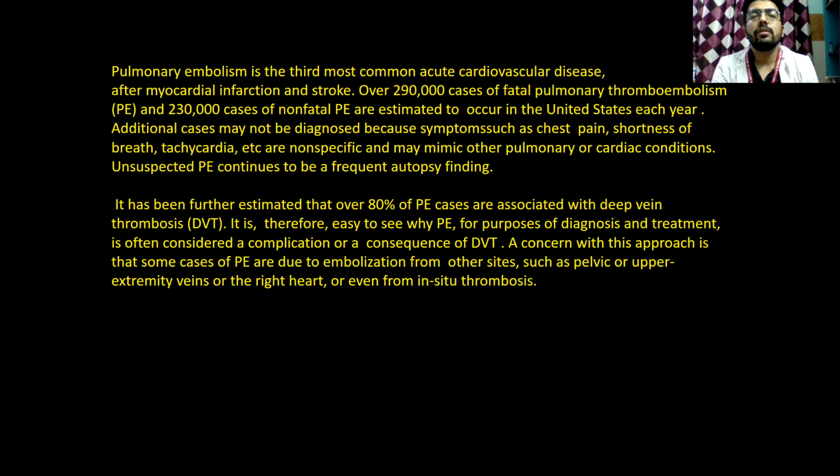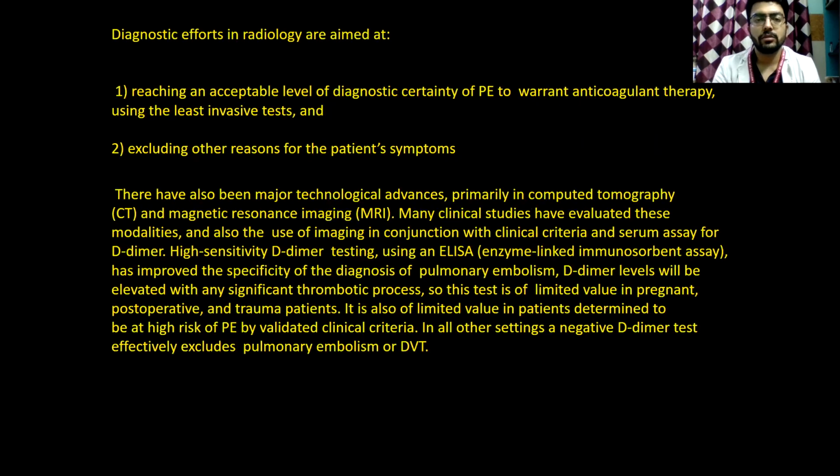Unsuspected PE continues to be a frequent autopsy finding. It has been further estimated that over 80% of pulmonary embolism cases are associated with deep vein thrombosis. It is therefore easy to see why PE, for purposes of diagnosis and treatment, is often considered a complication or a consequence of DVT. Concern with this approach is that some cases of PE are due to embolization from other sites such as pelvic or upper extremity veins or the right heart, or even from in situ thrombosis.